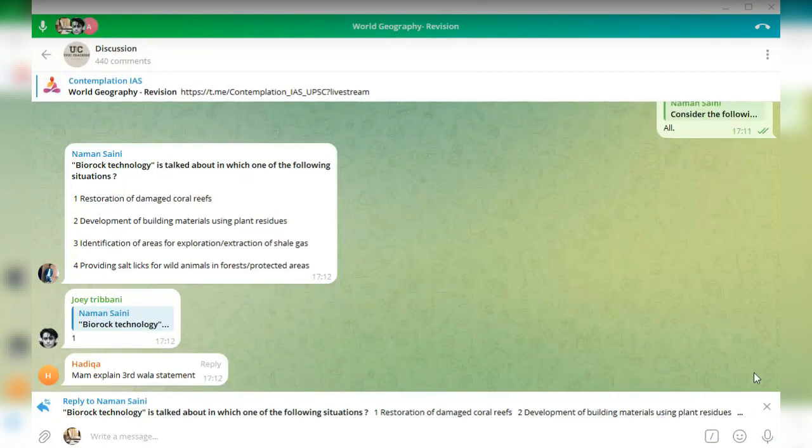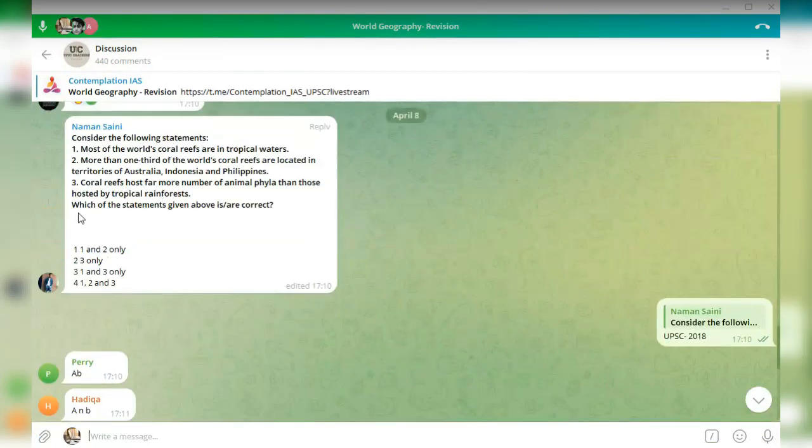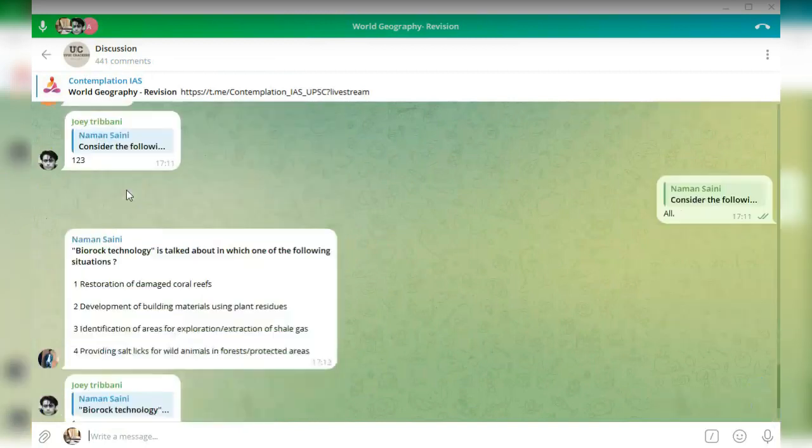Third statement is what I explained here. See, third statement says that the coral reef has more animal life, meaning there is more fauna there, than the tropical rainforest. This is what this statement is trying to convey.